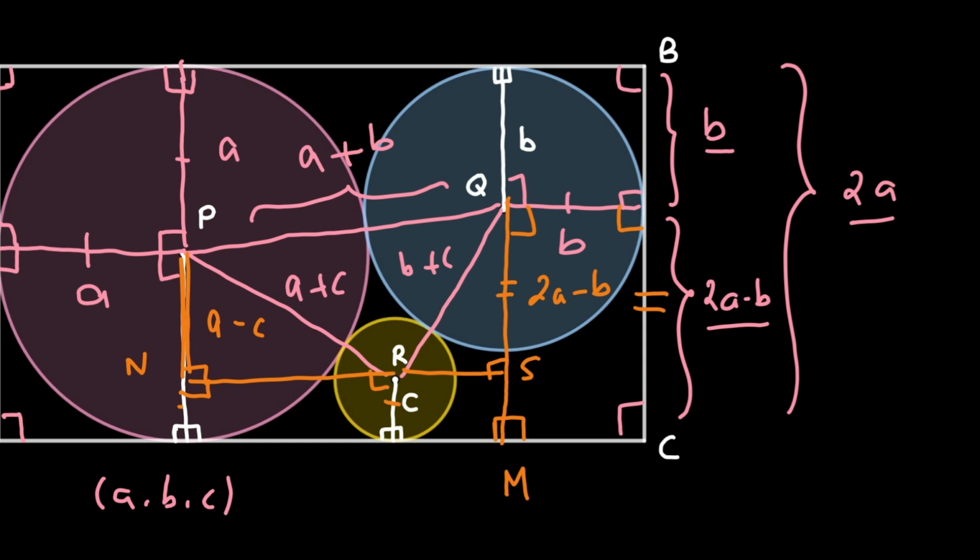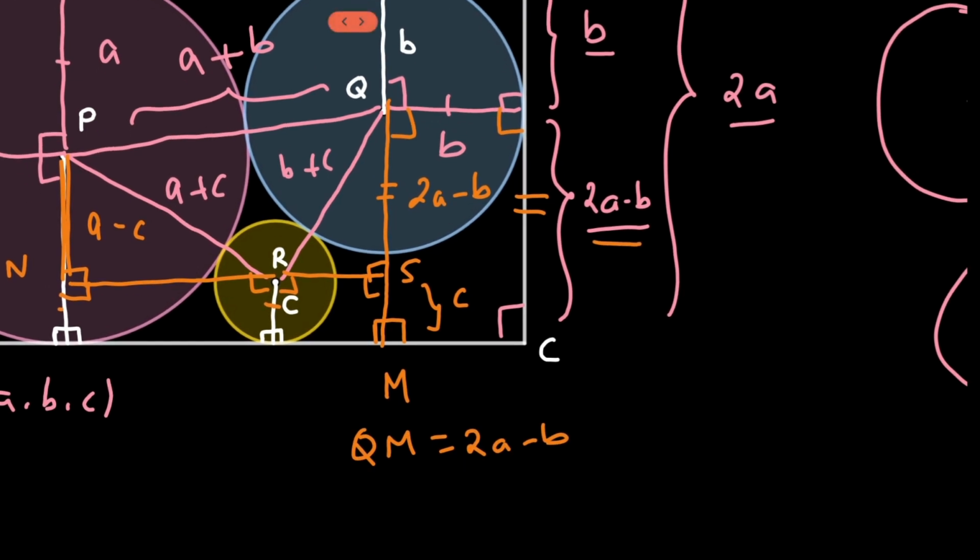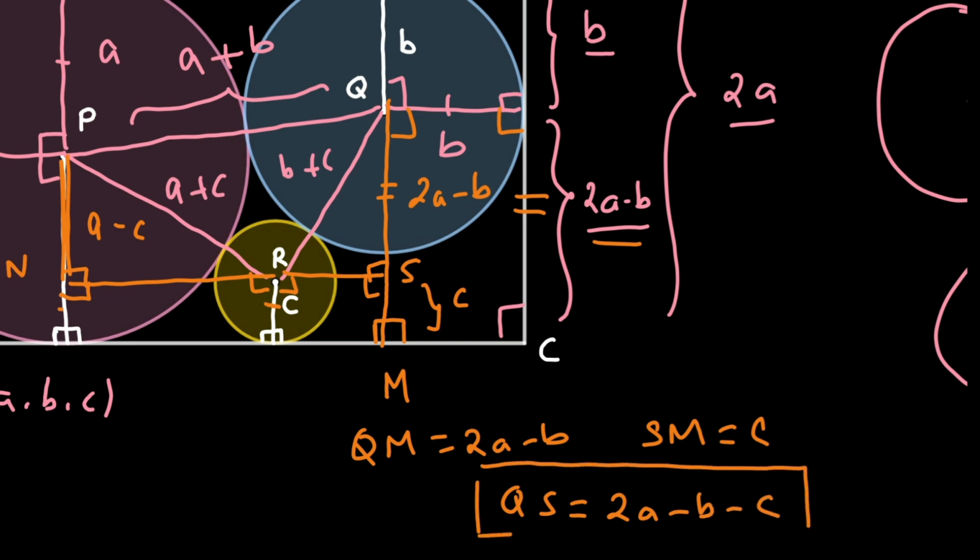The same thing over here. By linear pair this is 90 degrees, by angle sum that is 90. Here we have a rectangle, therefore the distance of SM would be equal to c. Now the complete distance from Q to M is equal to 2 times a minus b, as we have discussed earlier. The distance of SM we have just got as c. Therefore, subtraction of both will give me the distance of QS. You can see in the diagram, QM minus SM is equal to QS. Therefore, the length of QS would be equal to 2 times a minus b minus c. So here we have got the length of QS.